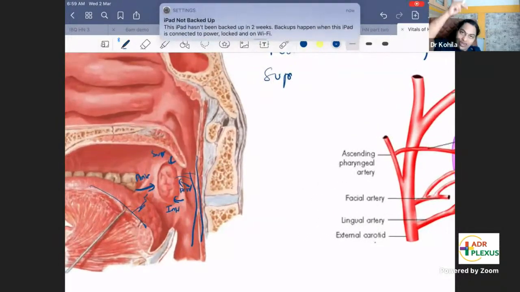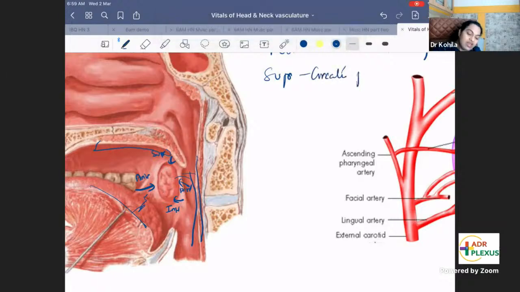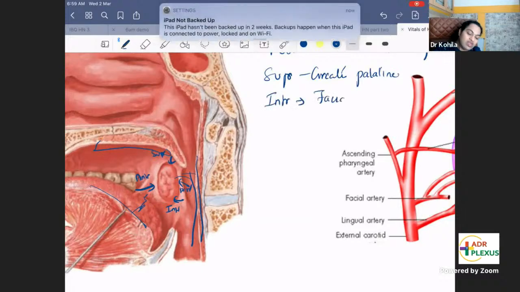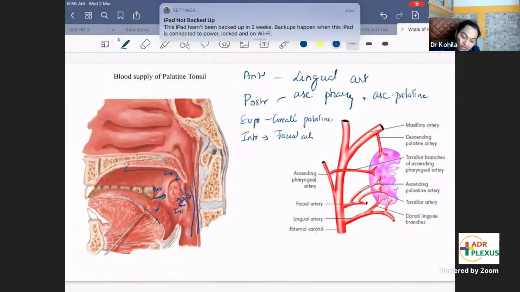So this is your palate. Remember, we see the greater palatine artery coming and going like this to anastomose with the sphenopalatine artery. So superior will be branches from the greater palatine artery. Inferior, the important one, comes from the facial artery. The inferior tonsillar branch is the main supply to the palatine tonsil, coming from the facial artery.